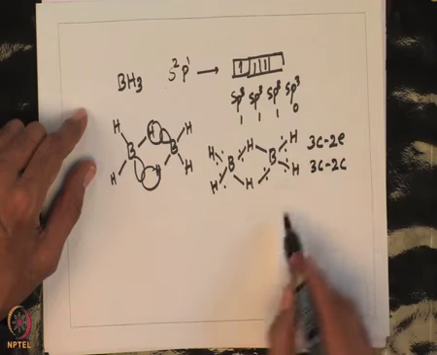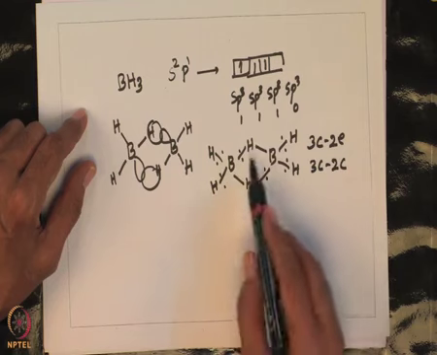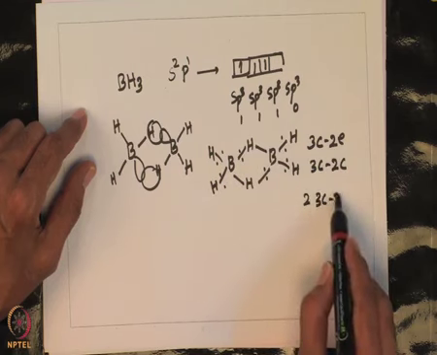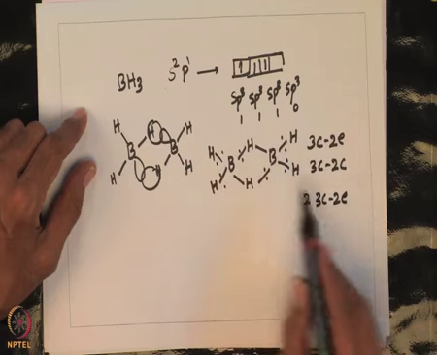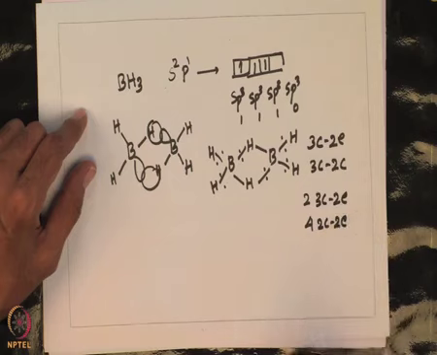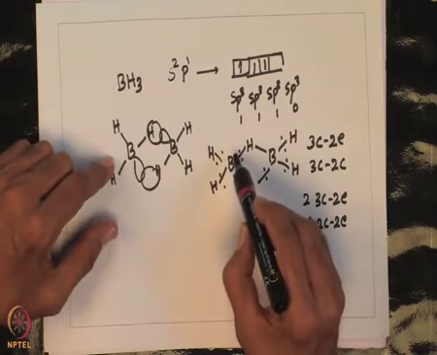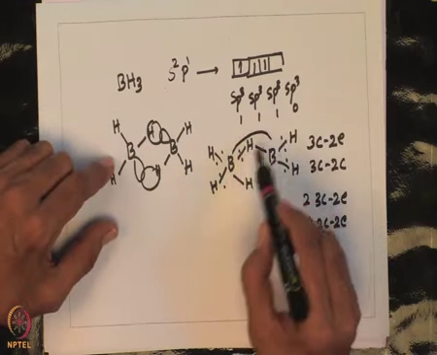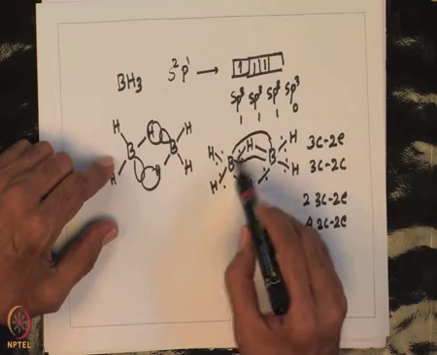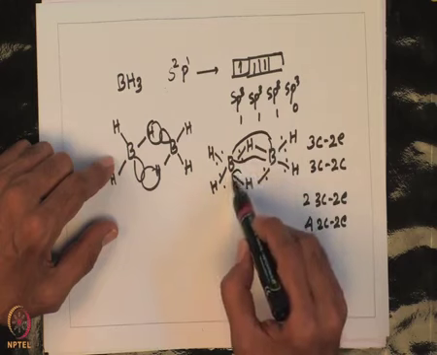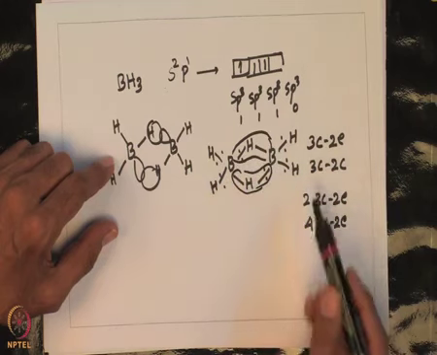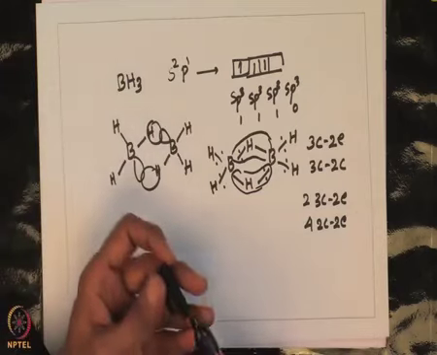So, that means in this one we have a total of 2 3 centered 2 electron bonds and 4 2 centered 2 electron bonds. This is how diborane can be explained. Here 2 electrons are delocalized between these 3 atoms to form a 3 center 2 electron bond. This is also referred to as a banana bond.